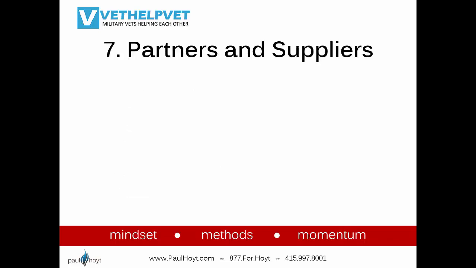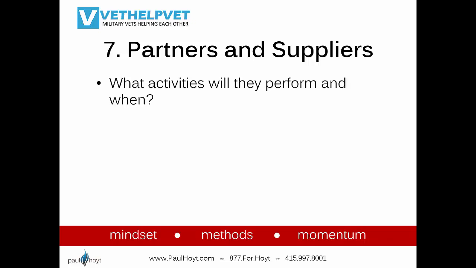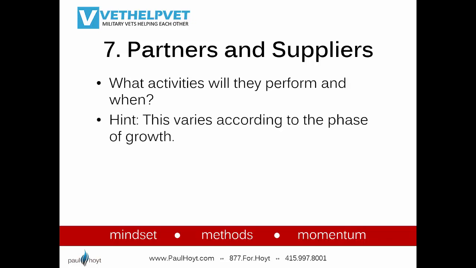Section 7 is on partners and suppliers. Who are you going to partner with and what activities will they perform and when? And this varies, by the way, according to the phase of growth. For example, if you're bringing a physical product to market, you may outsource some of the manufacturing or some of the assembly until you get large enough to afford to bring that in-house, until you get your own equipment or you get your own kitchens or you get whatever you need in order to reduce some of the cost of creating your product by bringing those activities in-house yourself.